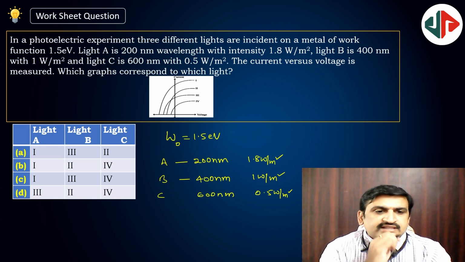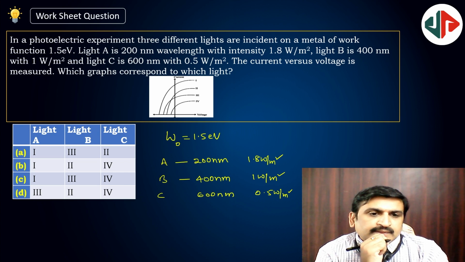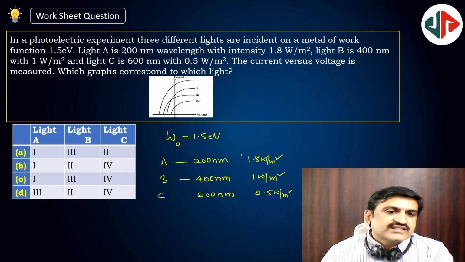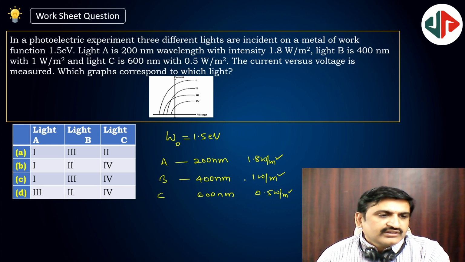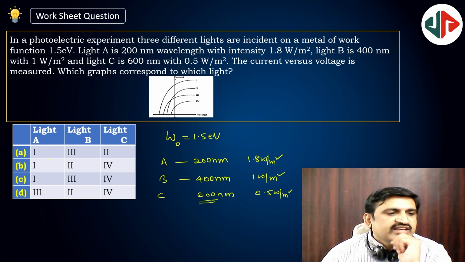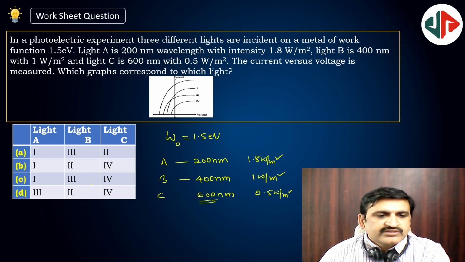On analyzing this, we can see that more current is with more intensity. So first one, second one, third one is the order for intensity. And 600 nanometer light C should have more stopping potential. Now we have to set the order. First A light, then B, C.